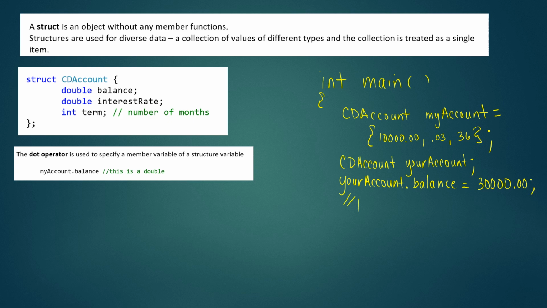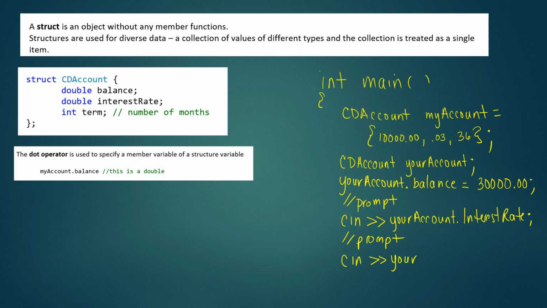And then we could ask the user to enter the information for the other. We could ask the user to enter the information for the interest rate. And we could ask the user to enter the information, that's prompt. I'm just not doing the cout part, but you should always prompt for input. Tell the user what you want them to enter, and then we could get the user to enter the term as well. So you can either declare and initialize your CD account, or you could use the dot operator to access the different member variables inside of it and either fill it with user input or assign values to it.